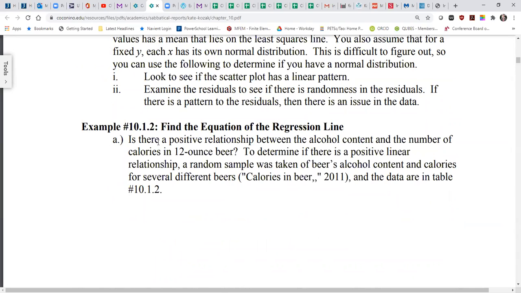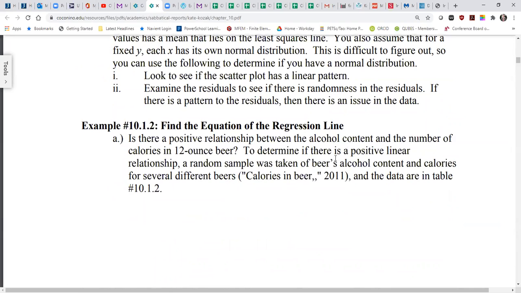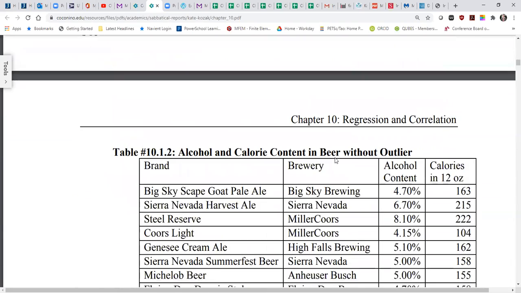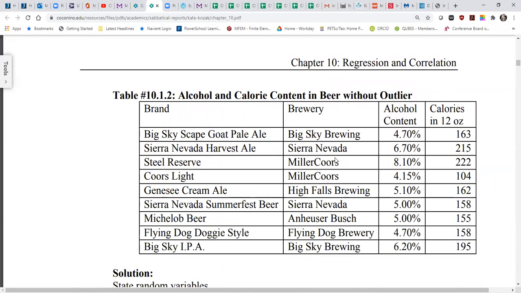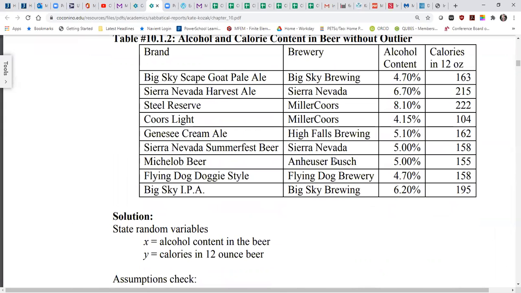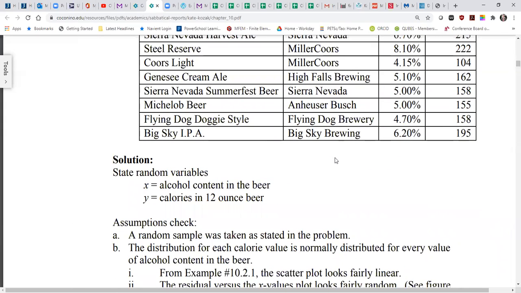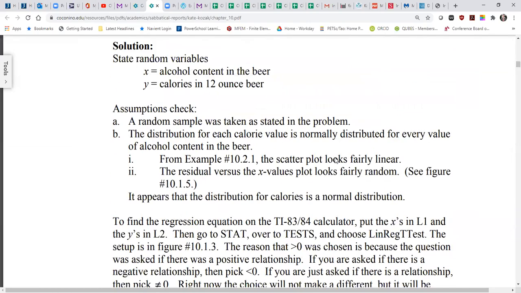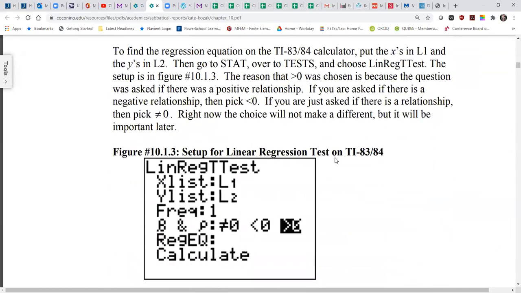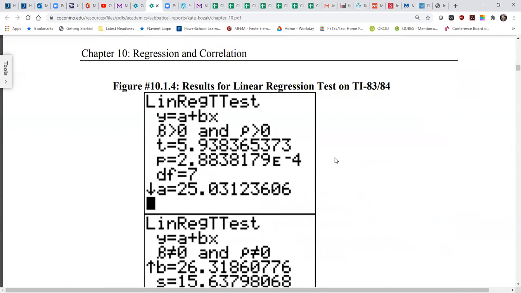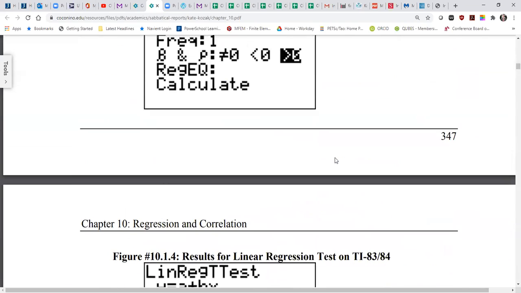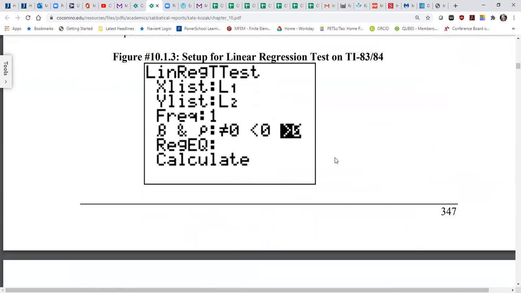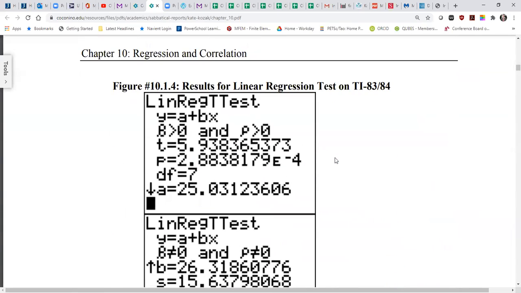This is another example of how to find the equation of the regression line. You can use the scatter plot, and you can also use this formula. I will show you using the calculator, and I will show you how to use Excel.